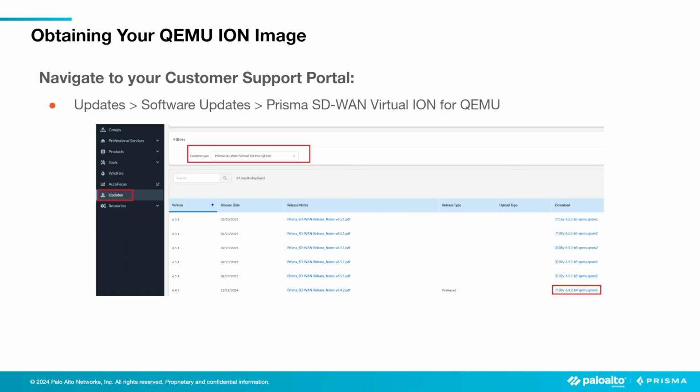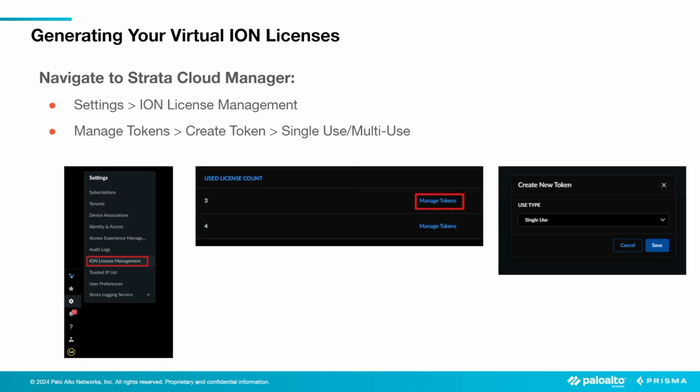To find your image, we're going to go under Software, Software Updates. We're going to find the drag down and select Prisma Ion for QEMU. To generate our licenses, we're going to go to Strata Cloud Manager, go under Settings, then your Ion License Management section. Then we're going to create a token. It doesn't matter if it's single use, multi-use, as long as we get the secret key and your Ion key. Make sure you save them.